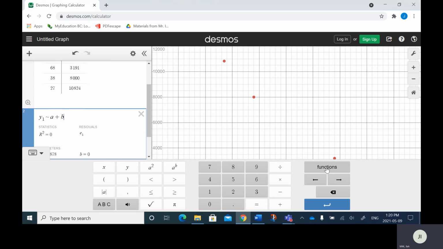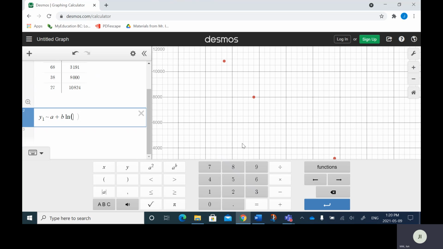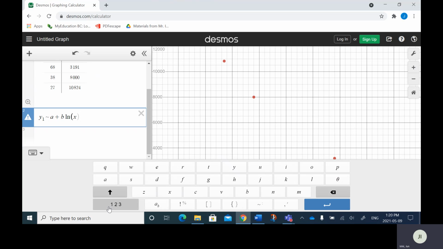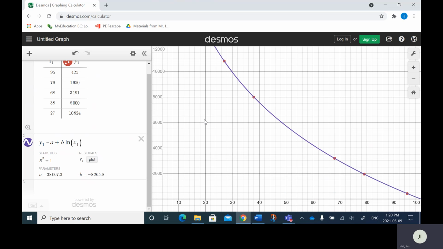Oh no, so to do the log functions, I'm going to have to go here to functions, and I'm going to go to miscellaneous, and series or two log functions. So again, we're always going to use the ln. So I'm just going to punch in ln, click that. And this is x subscript 1.